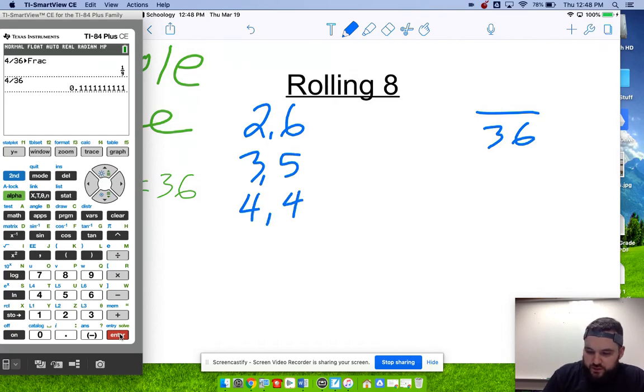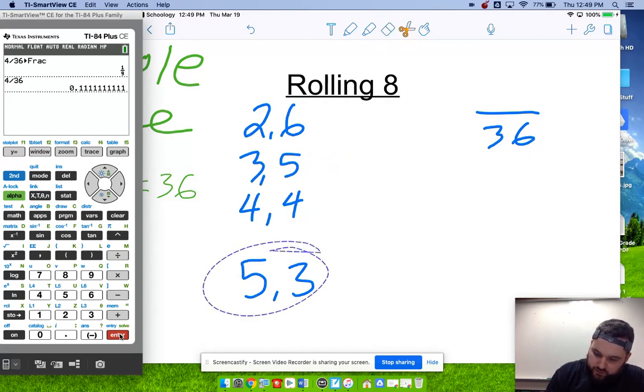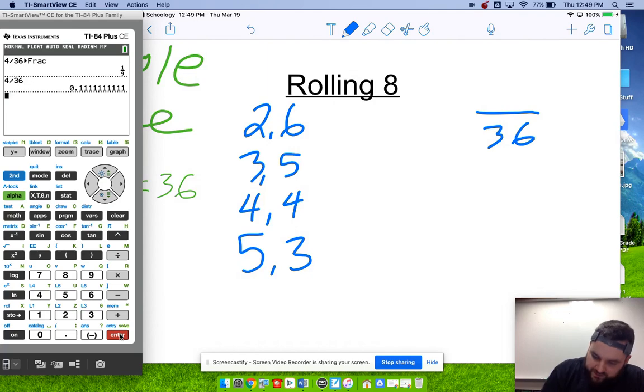Now, here's what's kind of goofy. I can do 5, 3, right? These are 2 different outcomes. 3 first, 5 second, and 5 first, 3 second are different. I can't list 4, 4 twice because these are truly identical. So 4, 4 can't be repeated. Okay, so I'm going to go ahead and move this up. And then finally, my last possibility to get an 8 would be a 6 and a 2. So there's 5 different ways that I can roll a sum of 8. So my probability is 5 out of 36.